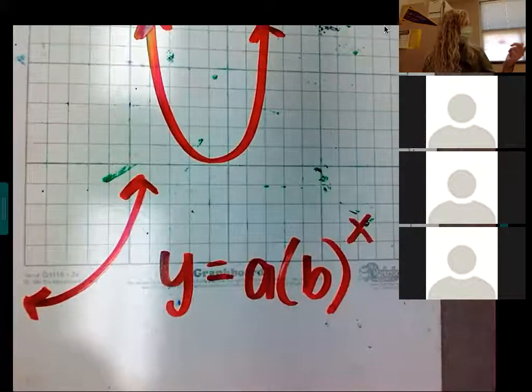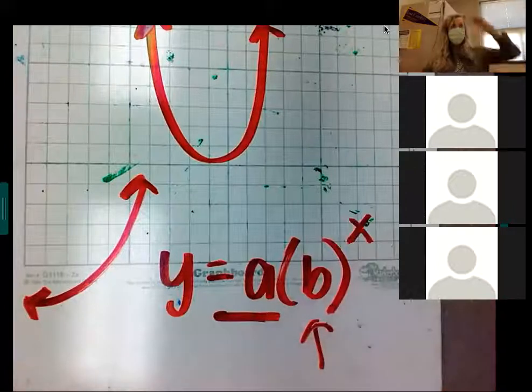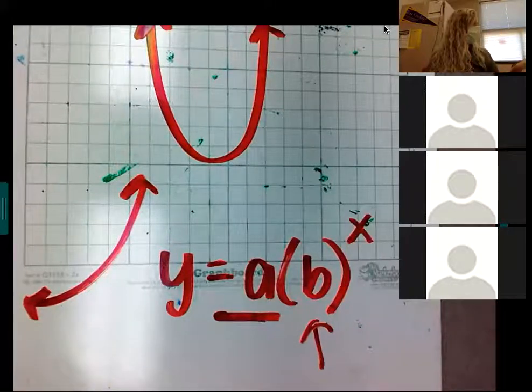Do y'all remember learning about that? A was the initial and b was the factor. It told you if it grew. Are we listening? It tells you if it grows or if it decays. Do we remember doing that?